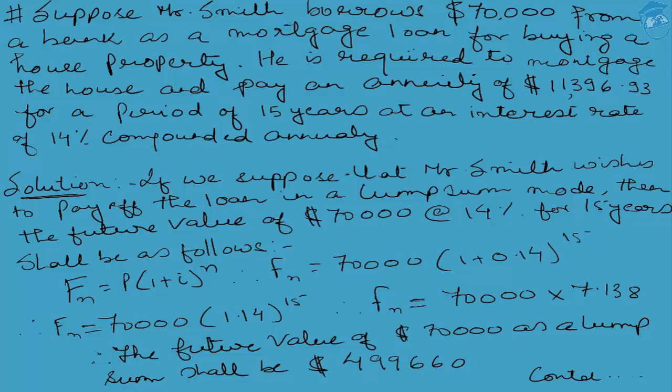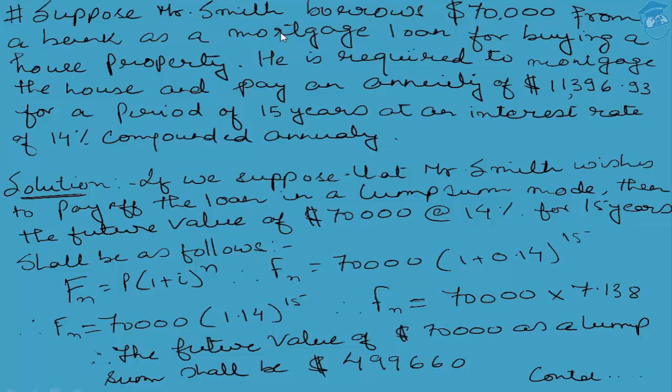So going by the formula, Fn is equal to P into (1 plus i) to the power of n. We need to calculate the future value of 70,000. The future value of 70,000 will give us the loan repayment amount, the amount which shall be paid by Mr. Smith at the end of the 15th year against a 14% rate of interest, which shall set him free from the liability.